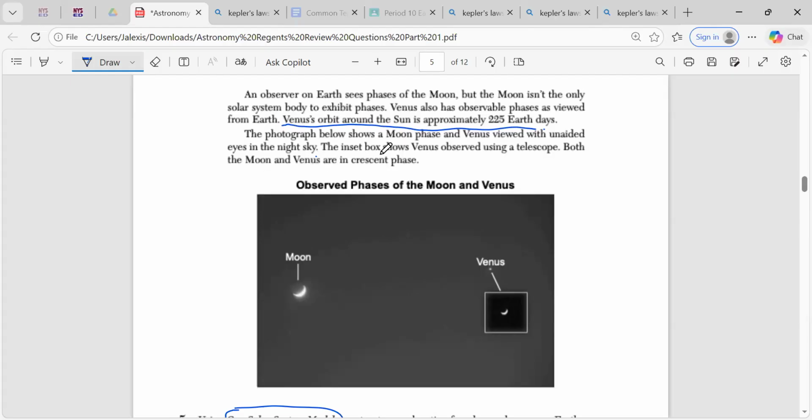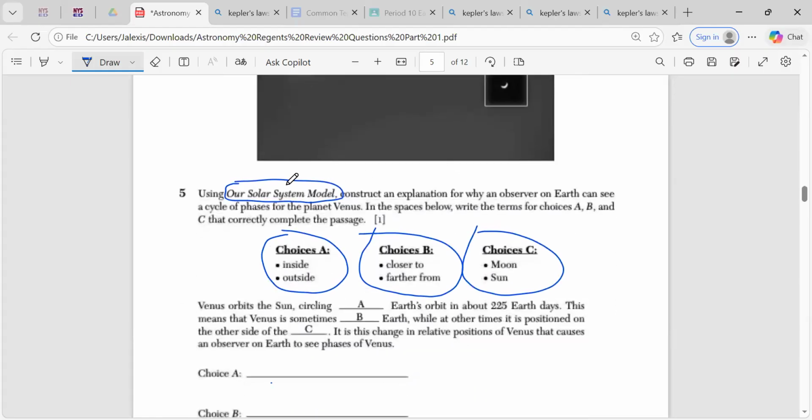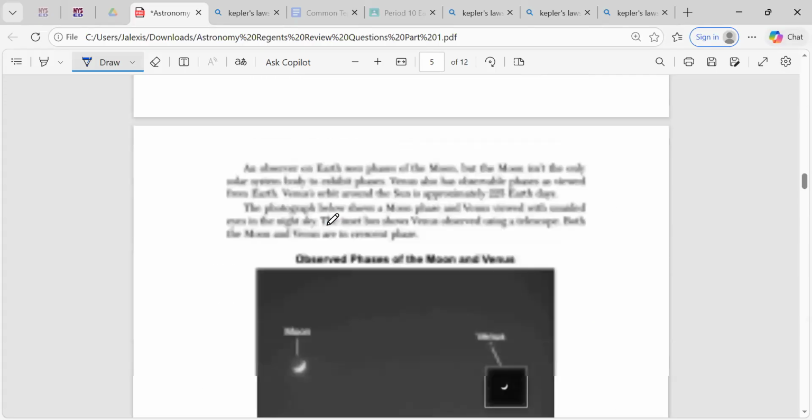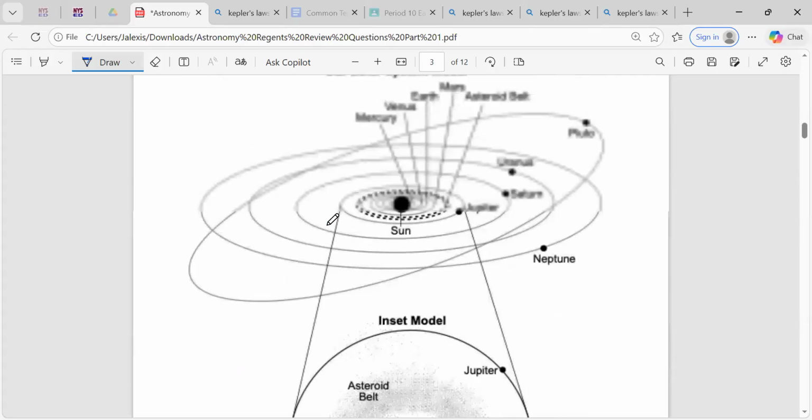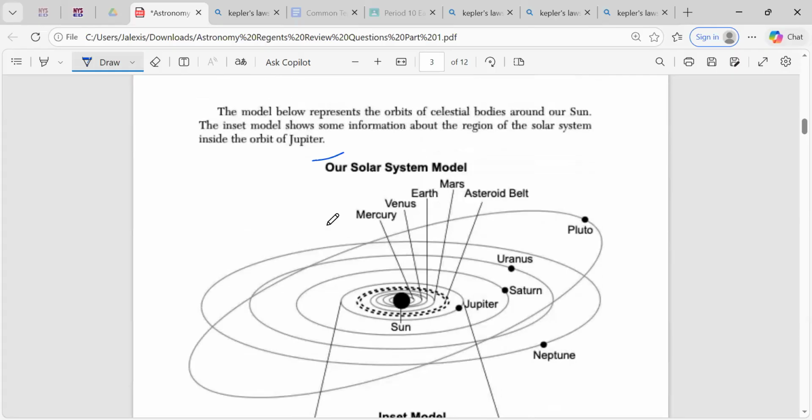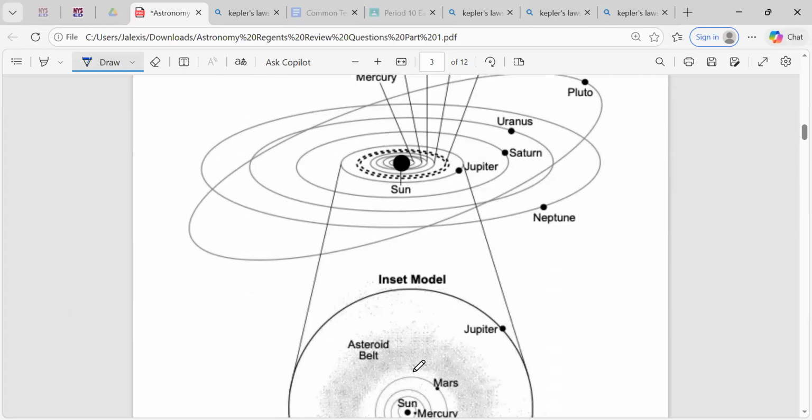Both the moon and Venus are in crescent phase. Okay. Now it says using our solar system model. That means for my answer, for constructing this explanation, I'm going to refer to this entire model right here.